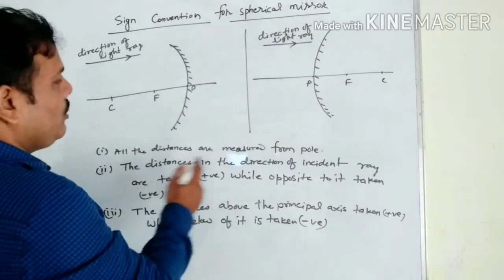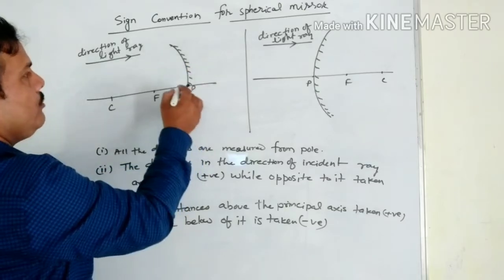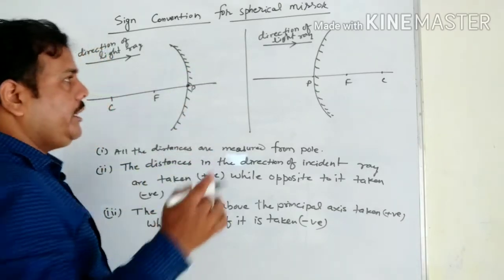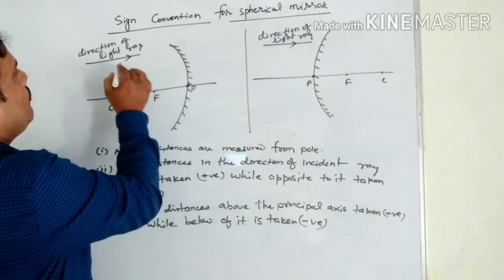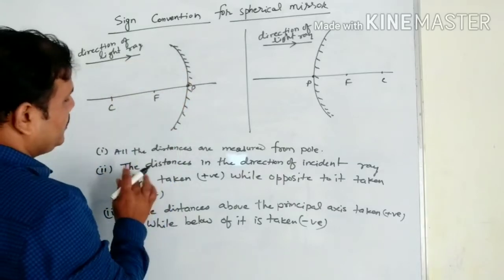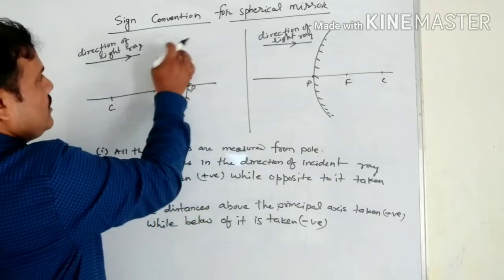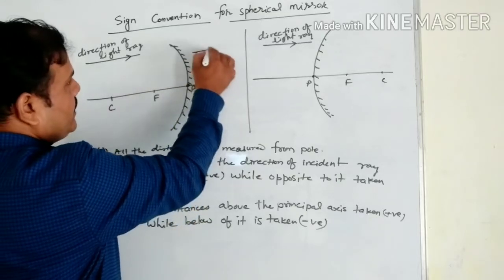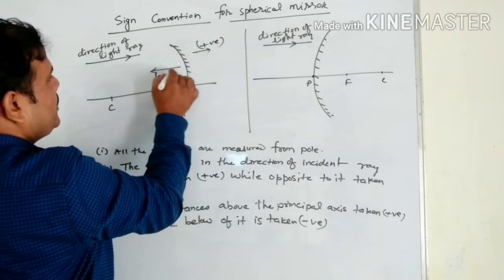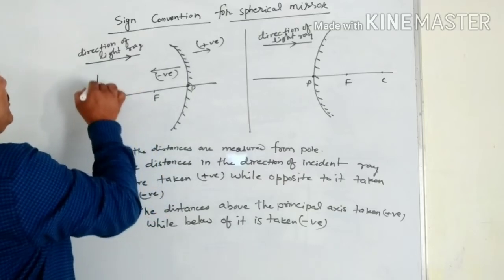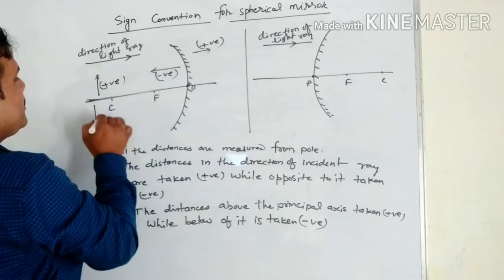So what I wrote, all the distances are measured from the pole, means all the distances are measured from here, on the principal axis. If you are going in the direction of the incident ray, up to here, this side you take positive; if you are coming this side you take negative distance. If you are above the principal axis, you take it positive, below it you take negative.